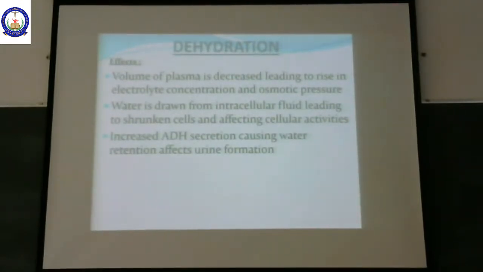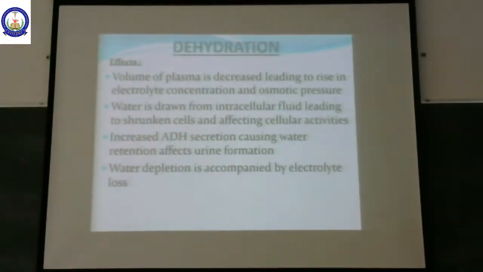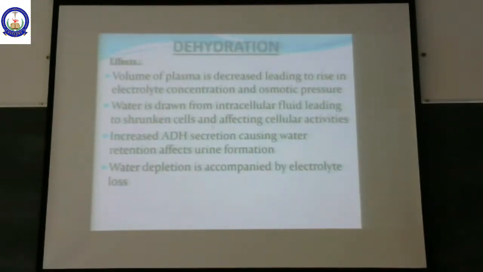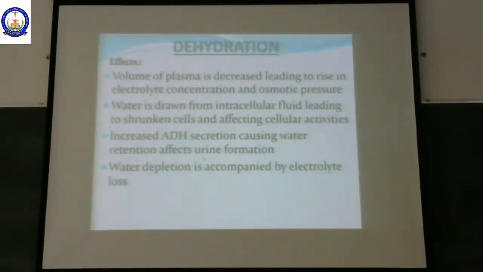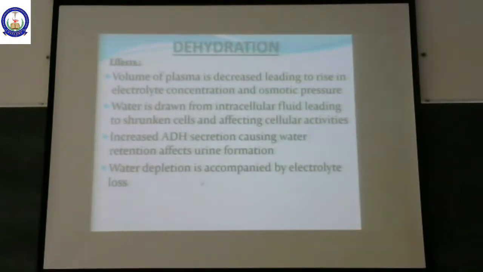Increased ADH secretion causing water retention affects urine formation, right? Then water depletion is accompanied by electrolyte loss. So what are the effects? Cell shrinkage happens, there are urine formation abnormalities, and then there is depletion of electrolytes.